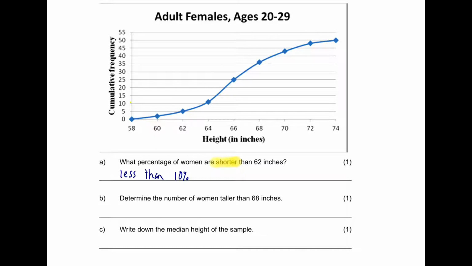Question B, determine the number of women taller than 68 inches. Right, so 68 inches over here, and if we look at the corresponding value there, I would say that that's around 36 on the y-axis, which leaves us 14 people between 36 and 50. So 14 people would be taller than 68 inches.